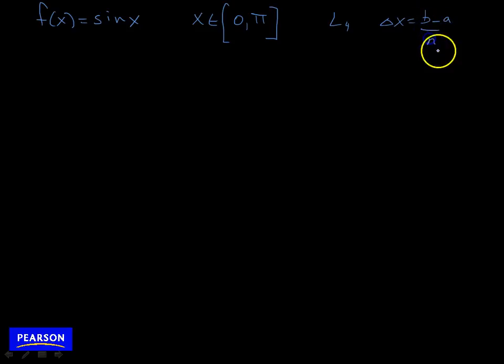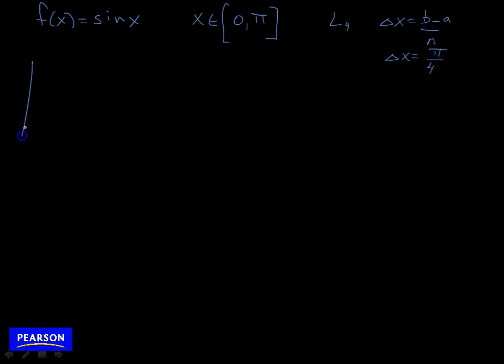Let's say we have a function f of x is equal to sine of x. And we're going to look on the interval from x equals 0 to pi, and we want to do a left approximation with 4 subintervals. So that's what this means. L sub 4 means left approximation of 4 subintervals. So that means our delta x is going to equal (b minus a) over n. So delta x is equal to pi over 4.